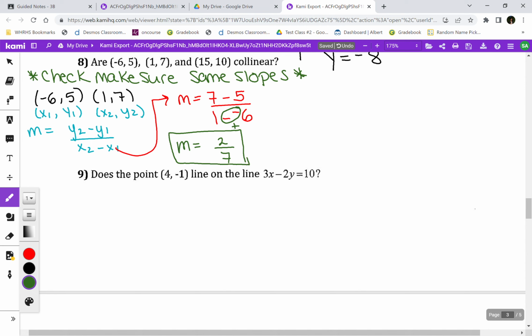Now I have to check all the different combinations. If all the different combinations are 2 sevenths for the slope, are they collinear? Yes. If even one combination is not 2 over 7, are they on the same line? No. So let's check another combination. So we did the first two. Should we do 1, 7 and 15, 10? All right, let's do that.